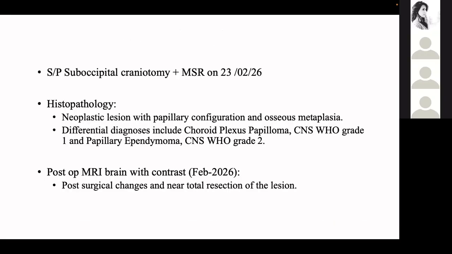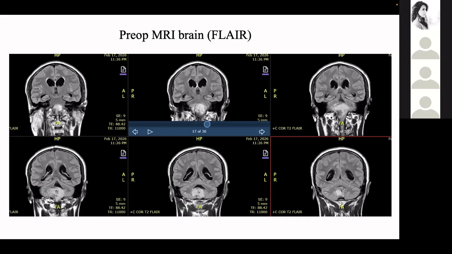So based on the imaging, the differentials will include ependymoma versus choroid plexus papilloma and medulloblastoma. But looking at the diffusion weighted images, there was no diffusion restriction. So medulloblastoma is less likely. Then we have to decide between the papillary ependymoma and the choroid plexus papilloma.